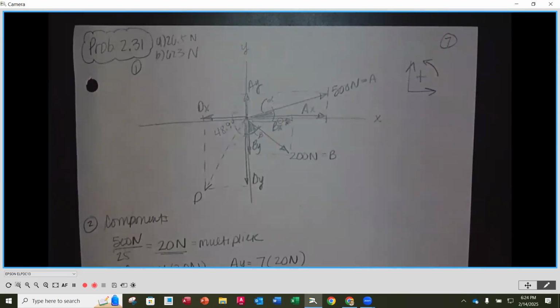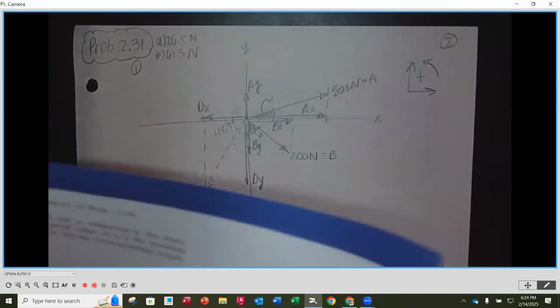I just gotta find the problem. Sorry. In the book, they're scattered throughout. So. Okay. Here's the problem.